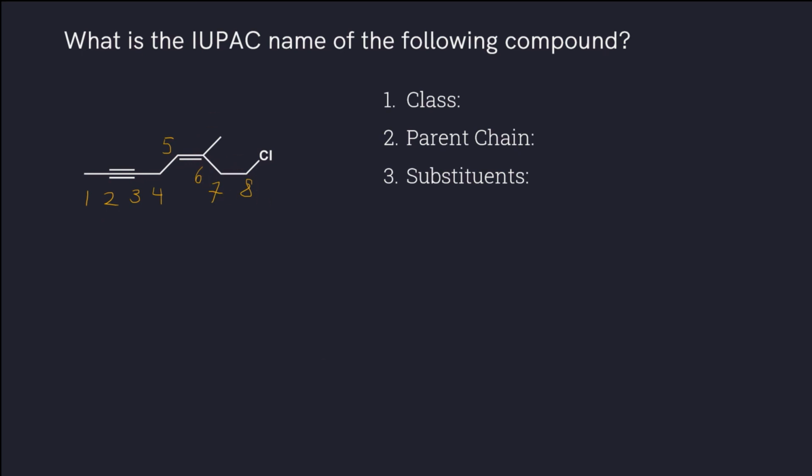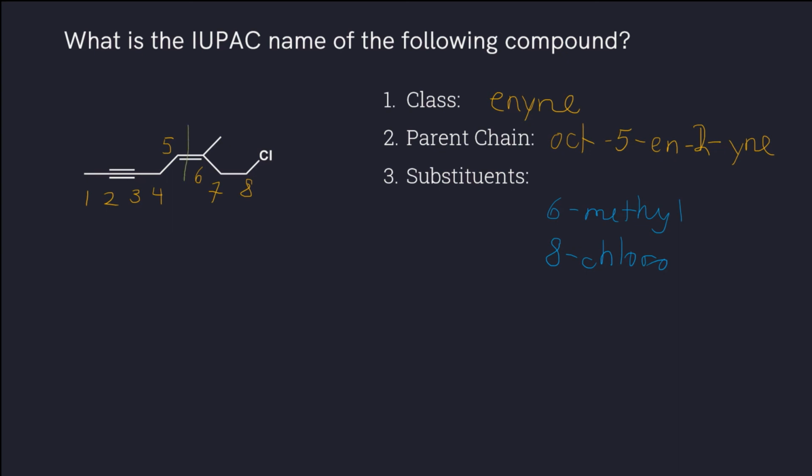So this is an enyne, and the parent chain is an oct-5-en-2-yne. There are two substituents, a 6-methyl and an 8-chloro. And there's a double bond, so we have to assign whether this double bond is an E or a Z configuration.